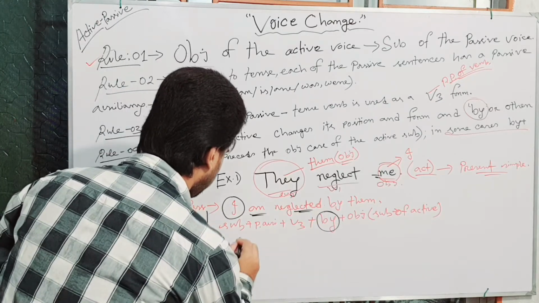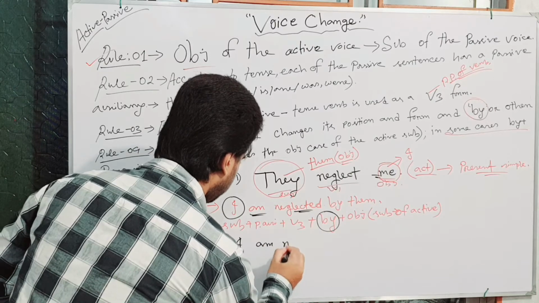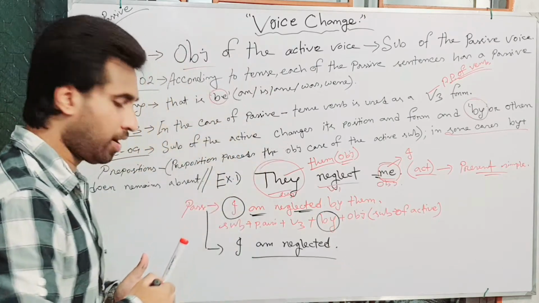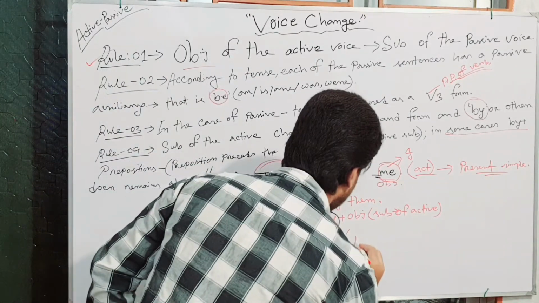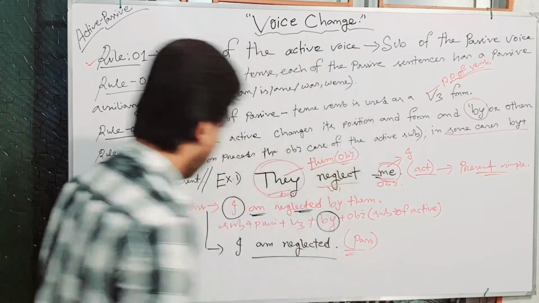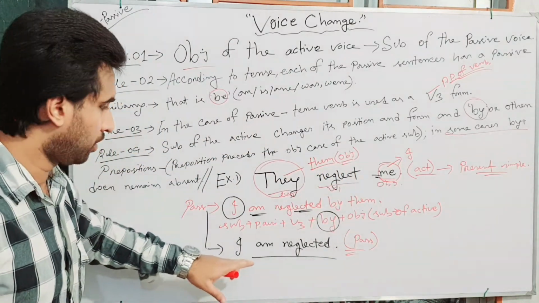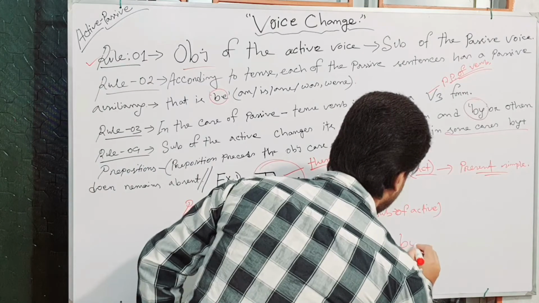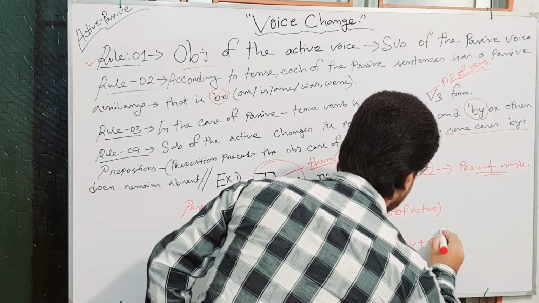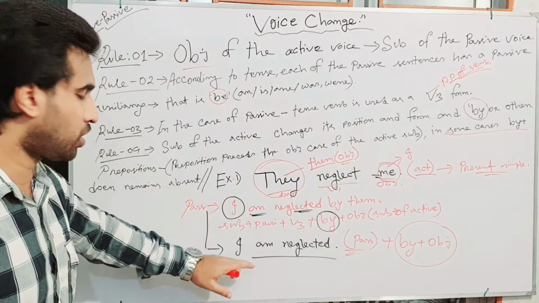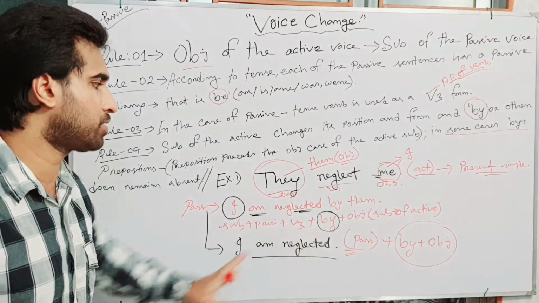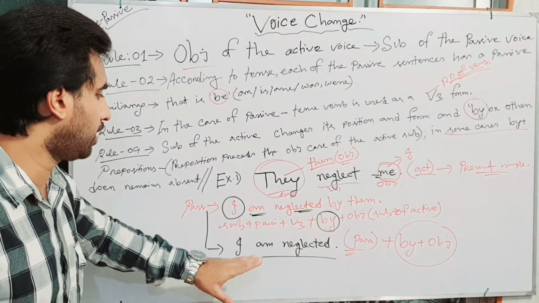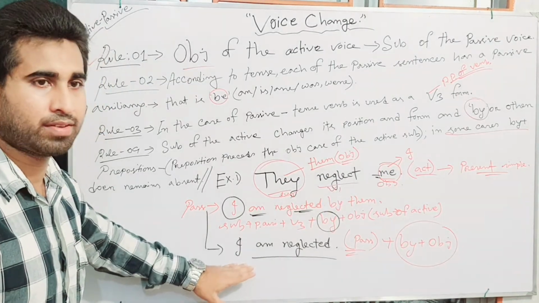The passive sentence: I am neglected. I am neglected. This sentence is also passive. In this sentence, or in this statement, we don't find any by plus object, or we don't mention by plus doer, or by plus the objective case of the subject of the active sentence. It's also a correct sentence and it's also a passive sentence.